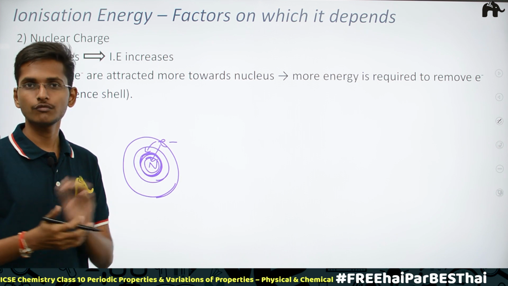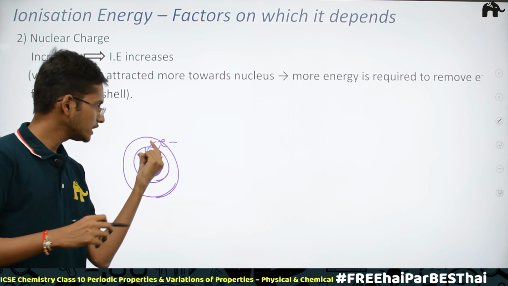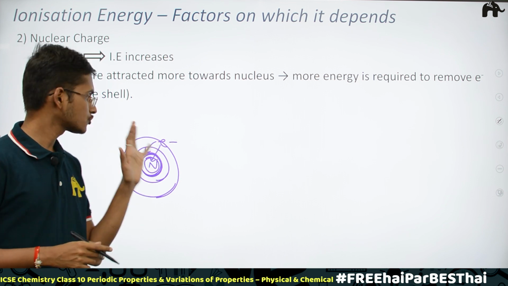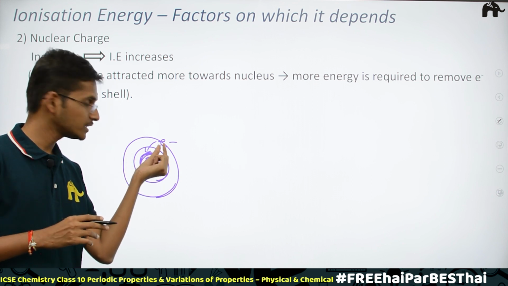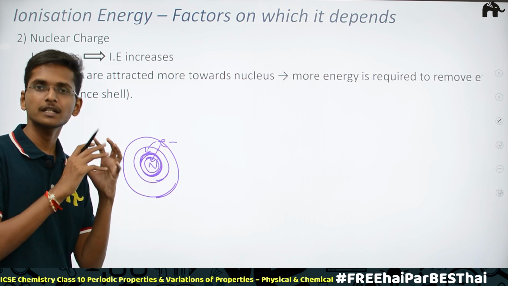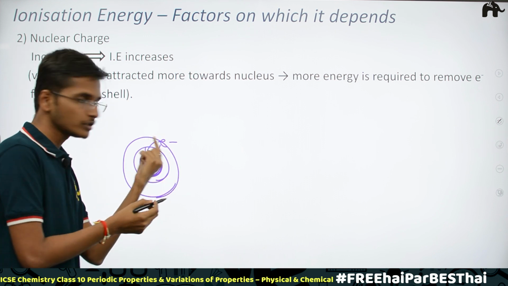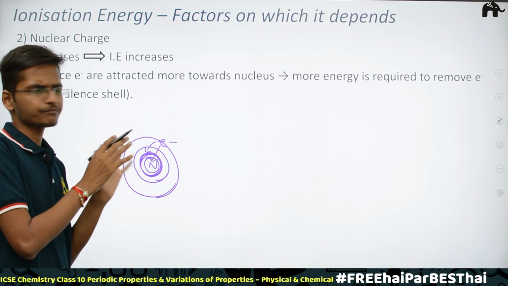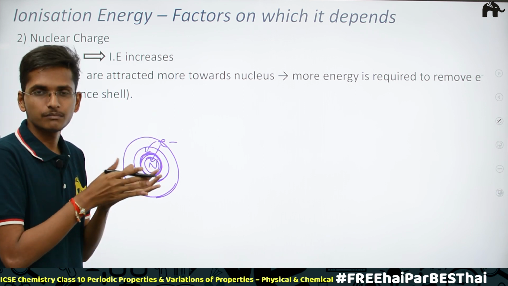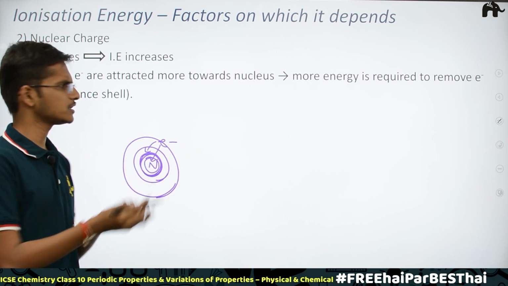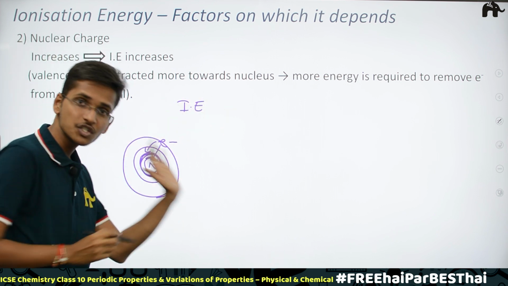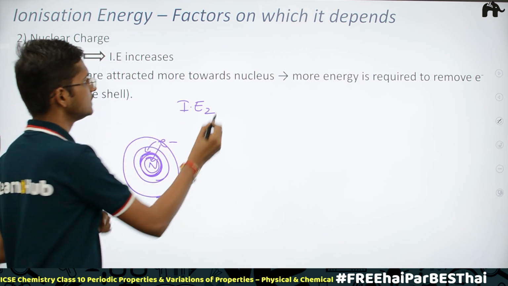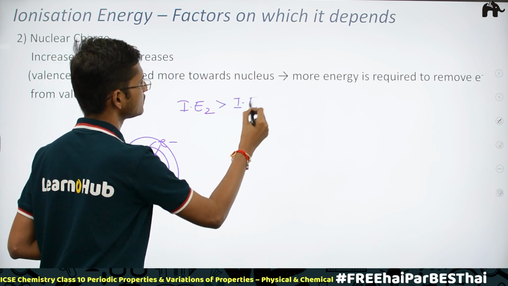Now what would happen? You only think logically. Just now we understood that if the electron is more strongly held by the nucleus, more energy would be required to remove that electron. So the energy required to remove the electron in the second case, the case in which the nuclear charge has increased, is more as compared to the first case. Now what does this energy mean to us? The energy required to remove an electron, ionization energy. So what I mean to say is the ionization energy in the second case, I'm just writing here 2, is more than the ionization energy in the first case.